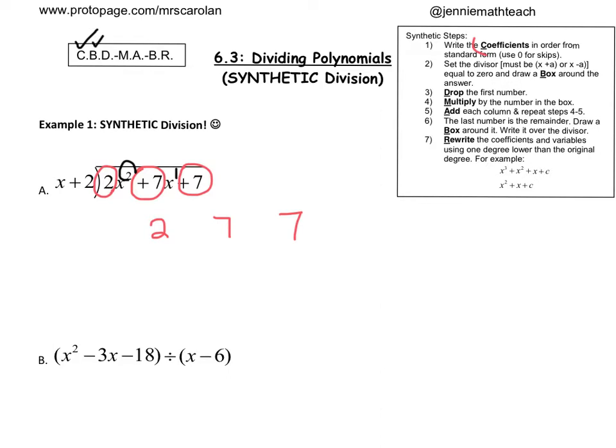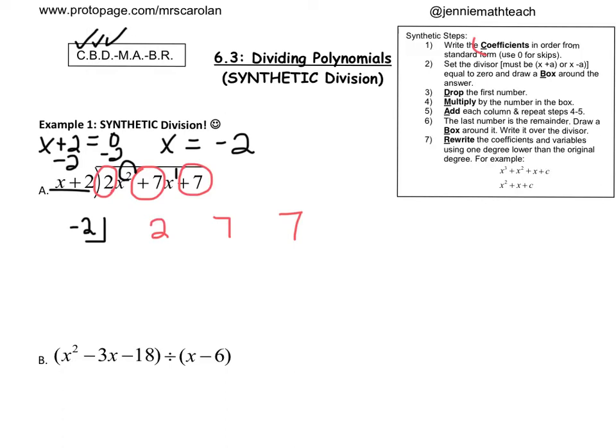Next we need to draw a box around what we get when we set the divisor equal to 0. So if we have x plus 2 equals 0, when we solve it for x, we'll subtract 2 from both sides and we'll get x equals negative 2. And we'll put that in a box out front.